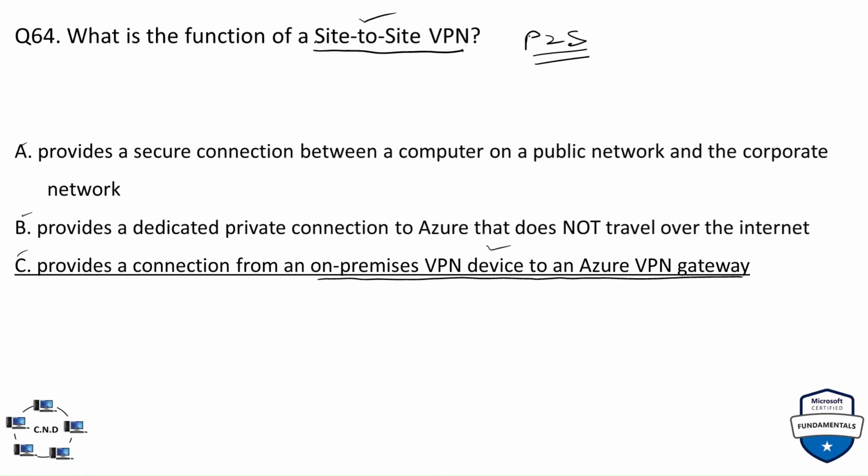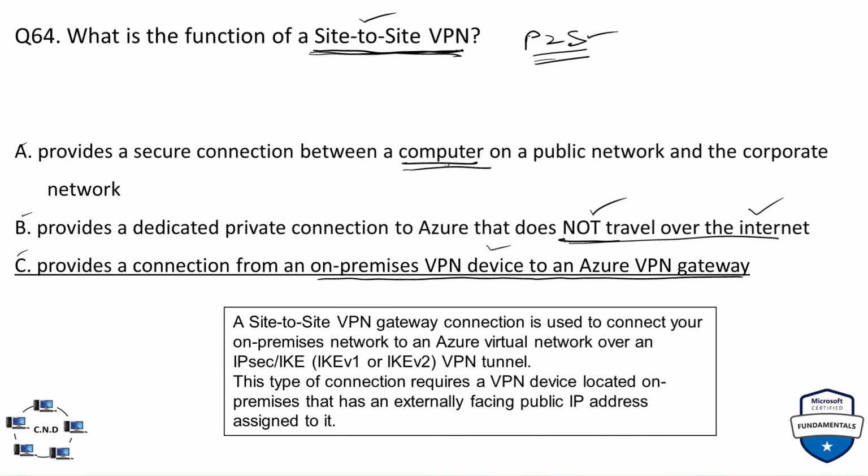So always remember that the site-to-site VPN is between two VPN gateways or between two VPN devices. While the point-to-site VPN is basically between an individual client or an individual computer and a VPN gateway. So that is the difference. And this one is also wrong because the VPN is used to travel over the internet to secure your connection over a public medium such as the internet.